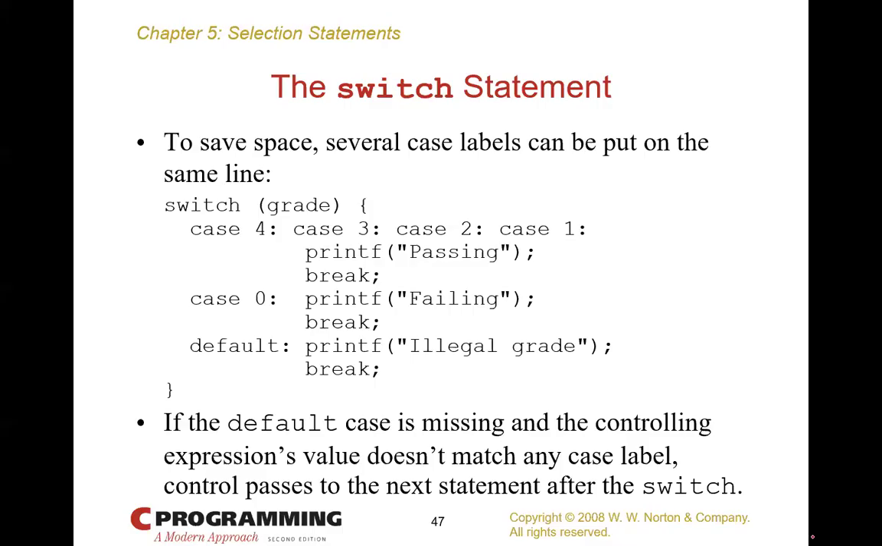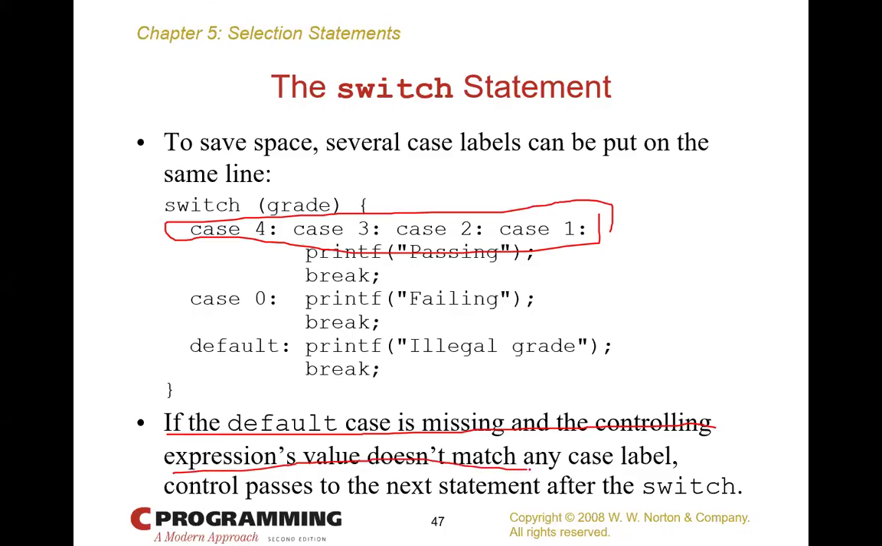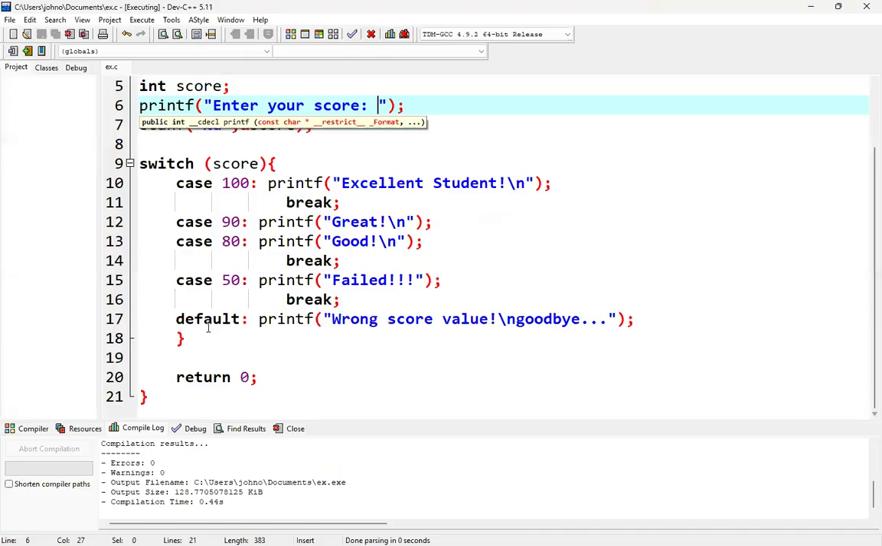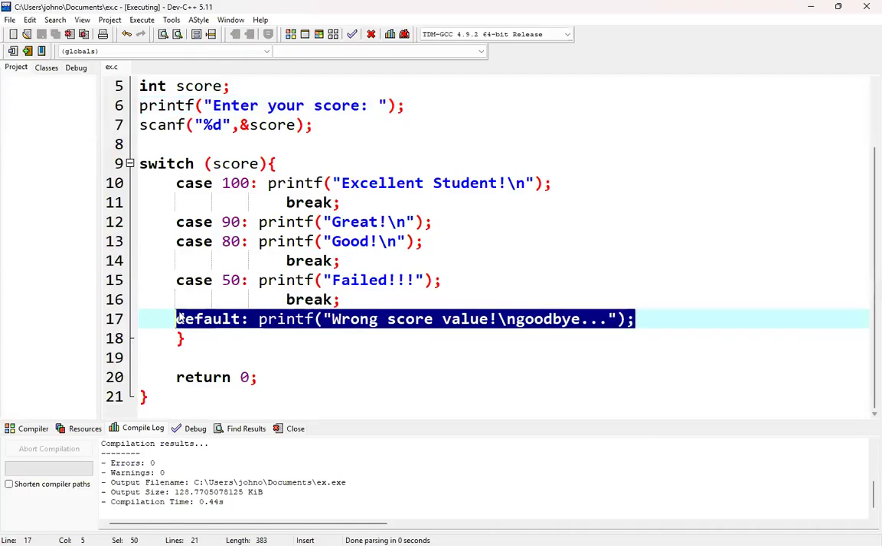Okay, to save lines, if you have several cases that amount to the same value, you can just connect them together and use them together. If the default case is missing and the controlling expression's value doesn't match any case, control passes to the next statement after the switch. So what this means is, if the default does not exist, what happens is just that if we set any value that isn't here, nothing will just happen. It will just pass control to return 0.